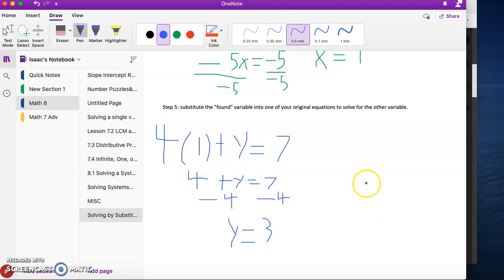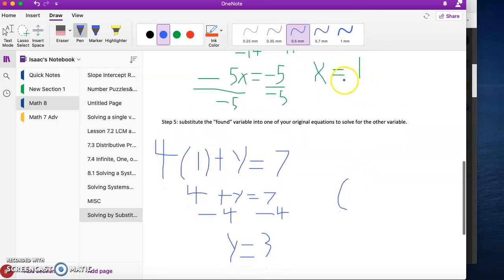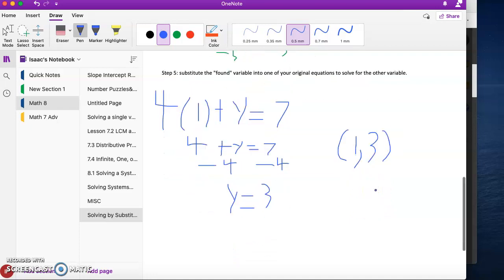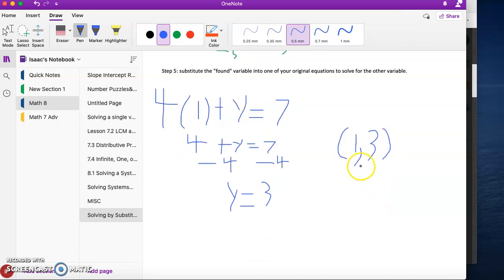And we'll get y equals 3. And now I'm probably done. I can technically say, alright, I found x is 1, y is 3. If I was to graph both of these out, I would see that they come together at point (1, 3). And officially, that's our final answer.